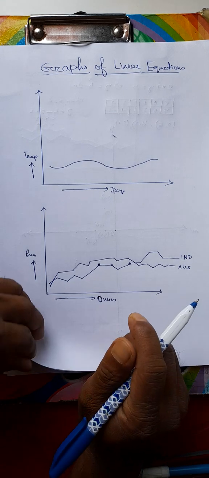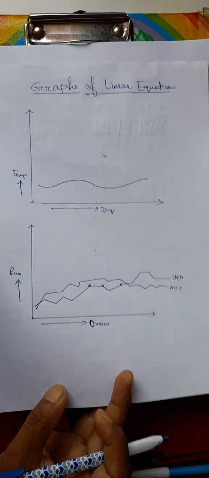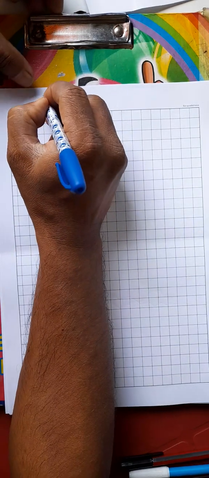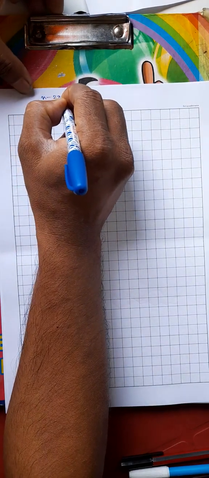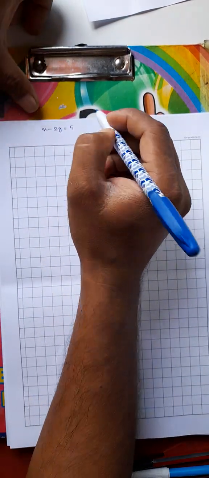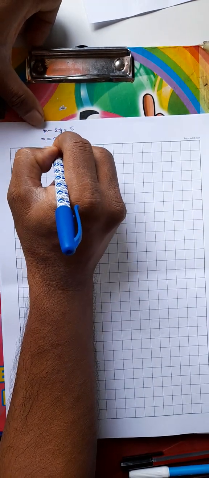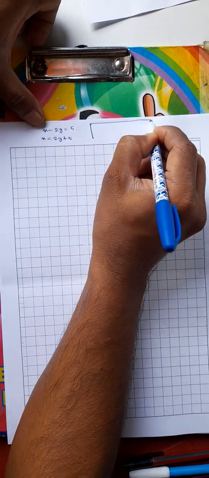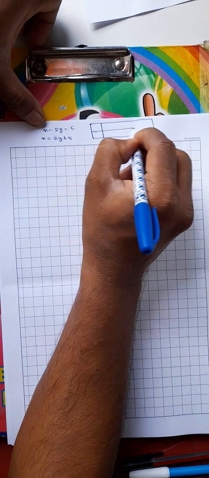Now let us talk about the graphs of linear equations. Now think about a linear equation, say for example, x minus twice of y equal to 5. Suppose this is a linear equation in two variables. Now let us find some solutions. This implies x equal to twice y plus 5, right? So we will try to find a few pairs of solutions for this equation.